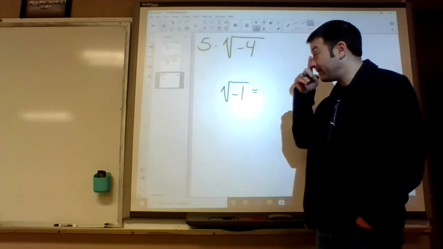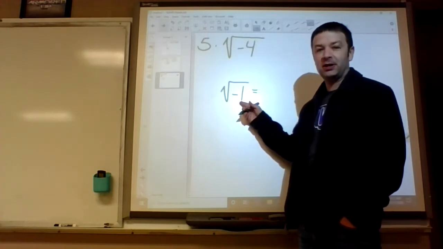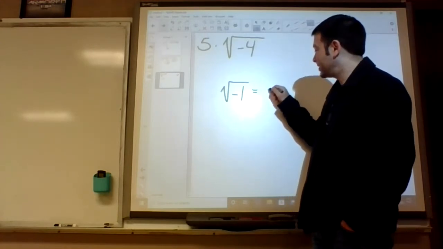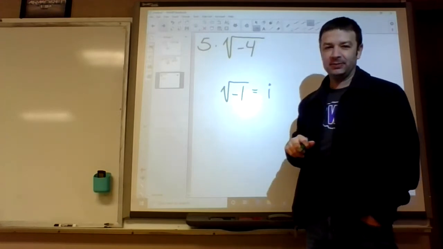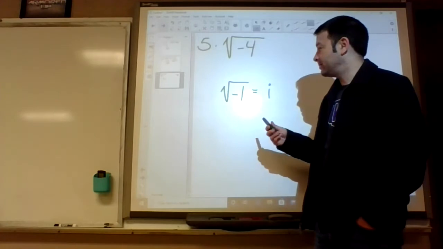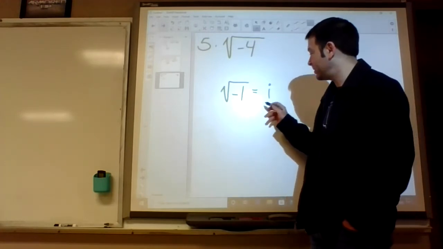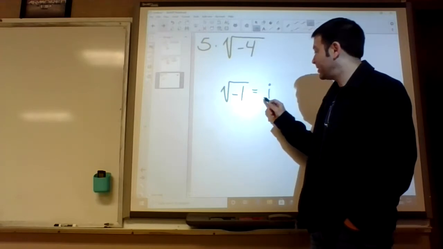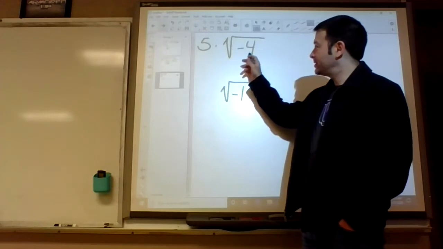So what they did was they said, well, this is an imaginary number. So they just called the square root of negative 1 I, for imaginary. Evidently, this has some kind of application. I don't know what it is, but we gotta learn it anyway. So I is the square root of negative 1. Now back to number 5.